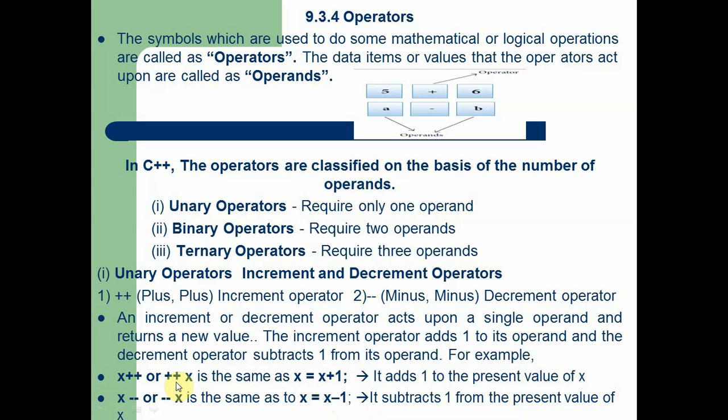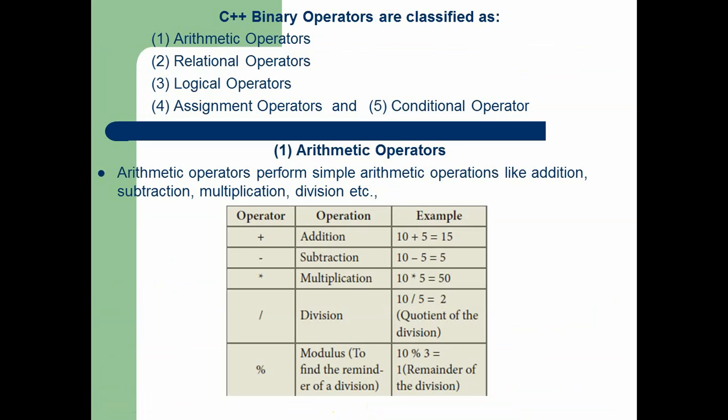So these are the two important operators which come under unary operators. The next operator is binary operators. Binary operators have a group of operators, namely five: arithmetic operator, relational operator, logical operator, assignment operator, and conditional operator. So we will see them one by one.